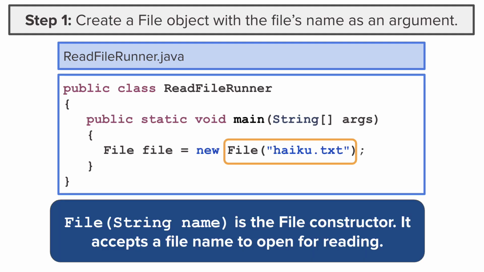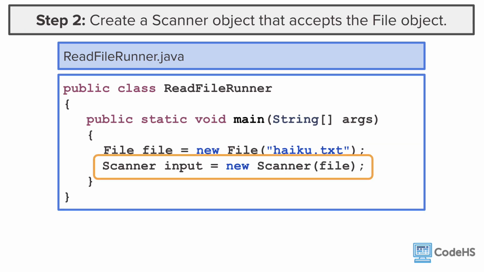File, quantity, string name is the file constructor. It accepts a file name to open for reading. Step 2. Create a scanner object that accepts a file object to read. Notice that the way we create a scanner object here is almost exactly the same as when you want to read input from the keyboard, but instead of passing in System.in, you pass in the file object as an argument.